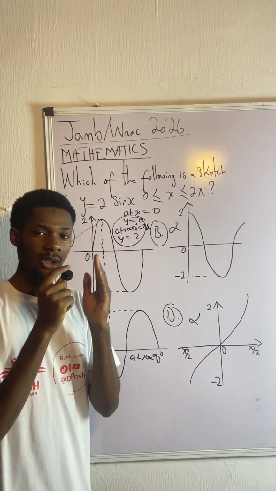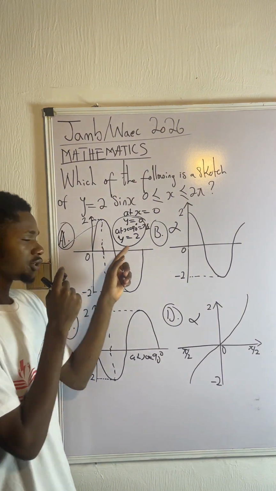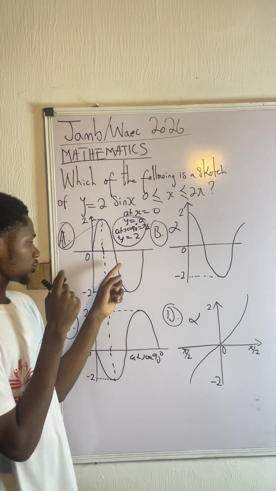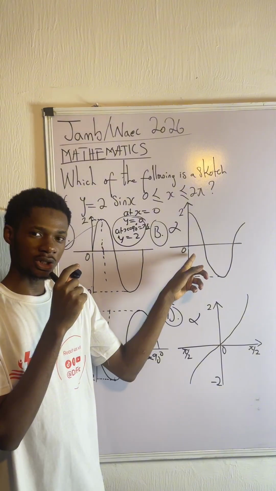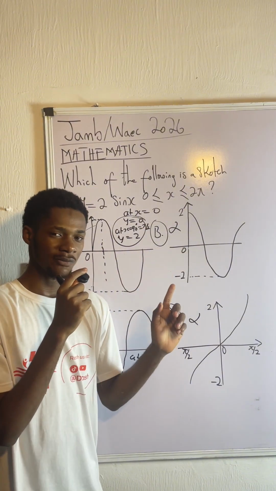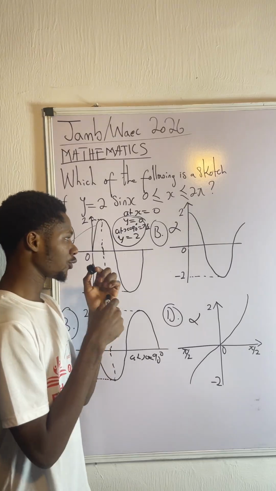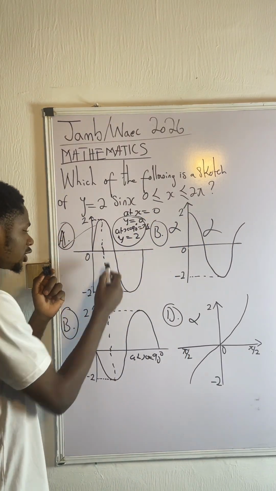Another thing you need to know: a sine graph must always start from the origin. A sinusoidal graph always starts from the origin, unlike cosine. Cosine does not pass through the origin. It will come either from the y positive part or y negative part. If you look at this graph, it does not pass through the origin, right? But a sine graph must always pass through the origin, so this one is already out of it. You can see that we're using different analysis to eliminate some of the options.